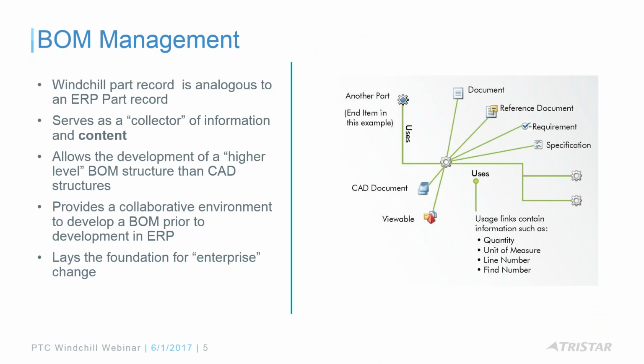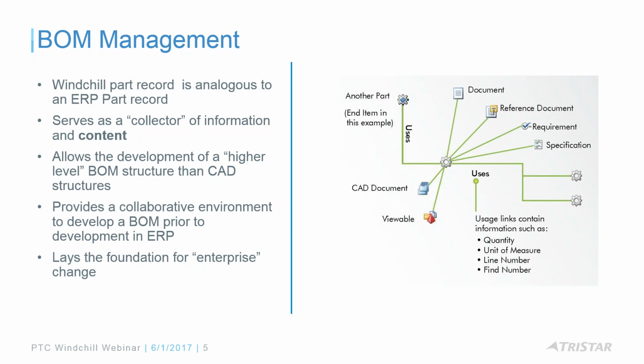So we can't get away from drawings, but we can kind of split out some of the functions of a drawing. So then changing becomes more efficient. What does that mean? So in Windchill, Windchill can manage an electronic BOM that may come from the drawing. And the way to do this is by introducing a Windchill part record.